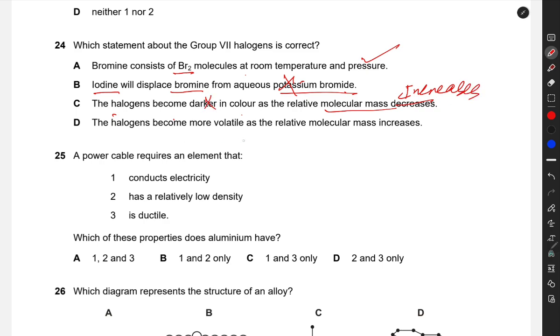The halogens become more volatile as the relative molecular mass increases. No, they become less volatile as the relative molecular mass increases. So A option is the correct option.